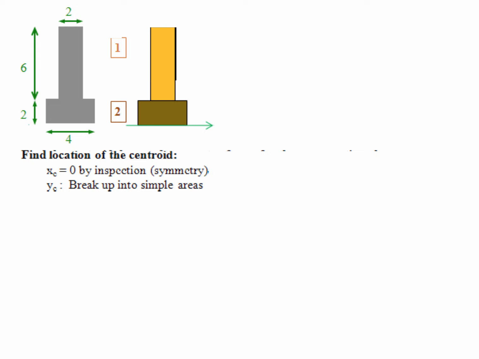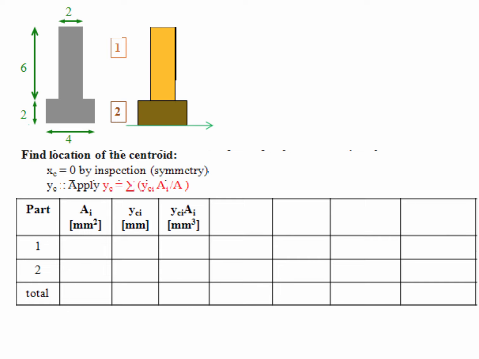Here is a natural way to break up the area into two rectangles. We will find the centroids and areas of the two rectangles and then combine them. Here is the table we will use to record the results. Start with the area that we labeled 1. It is 2 by 6 or 12 square millimeters.